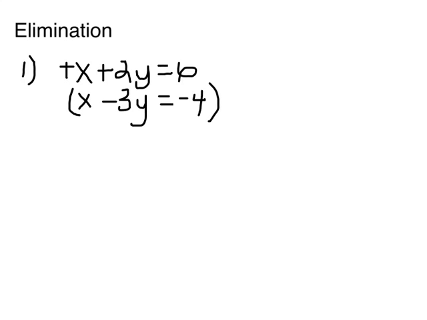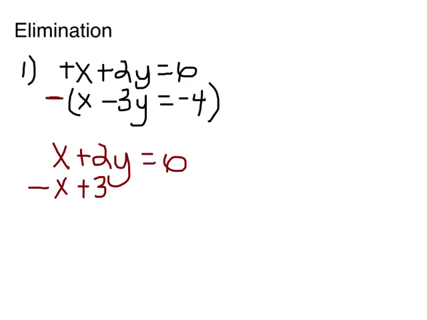So for our second equation, we're going to take the entire thing and multiply it by a negative 1. And now we'll rewrite our two equations. We have our first equation, x plus 2y equals 6. Our second equation, when we multiply that by negative 1, we'll have a negative x, a positive 3y, and a positive 4. By doing this, we'll have a positive x in our first equation and a negative x in our second equation. X minus x crosses off or eliminates. And now we can add the rest of our equations together.